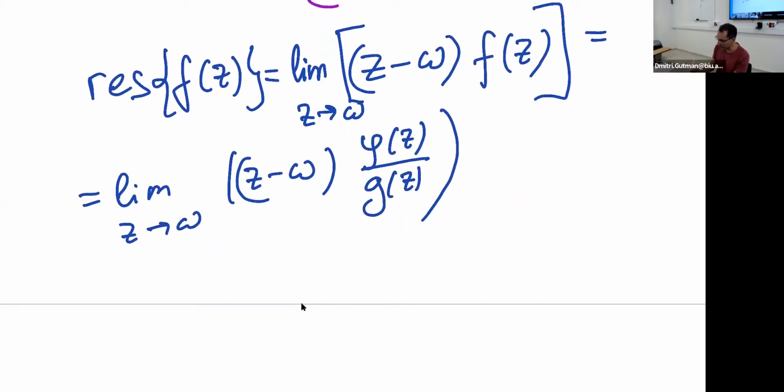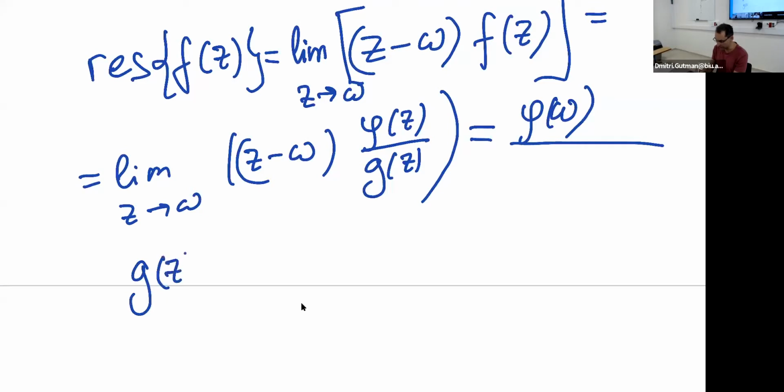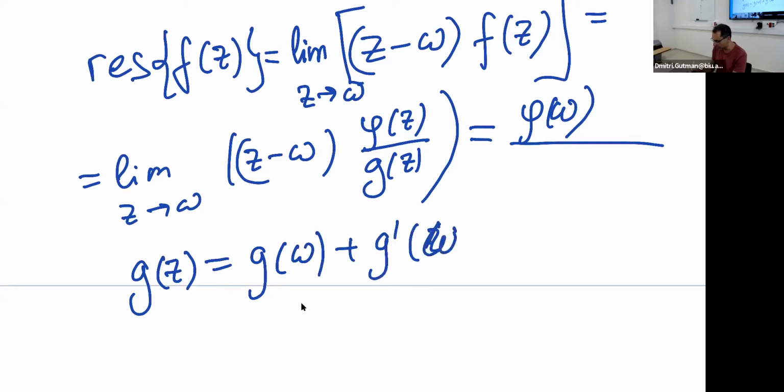Now let's compute this limit. Phi of z is just an ordinary function. Nothing happens there at the point w, so we just write it as phi of w. Function g of z, we know it has a 0 there. So when we Taylor expand, we write g of z equals g of w plus g prime at point w times z minus w, plus higher order terms. But we know that g has a 0 at the point w.